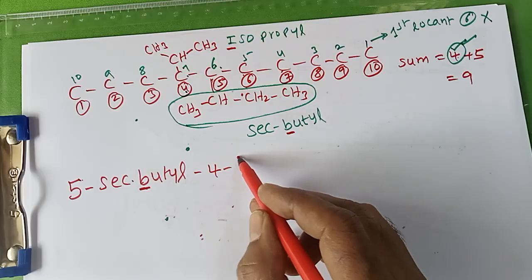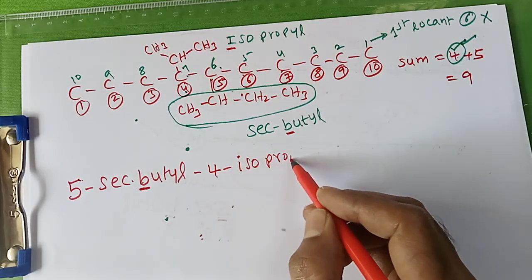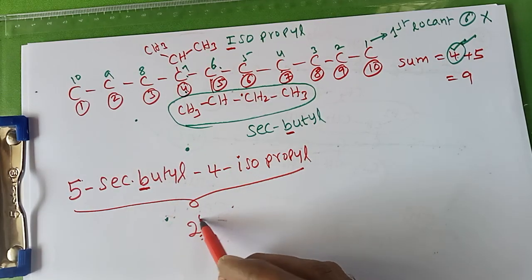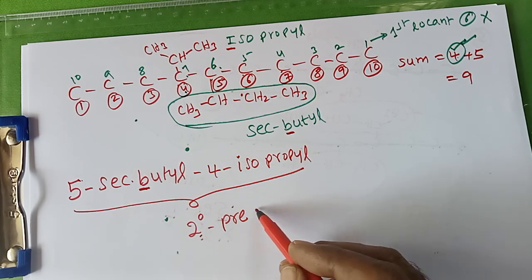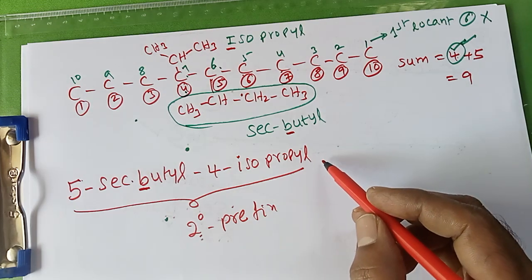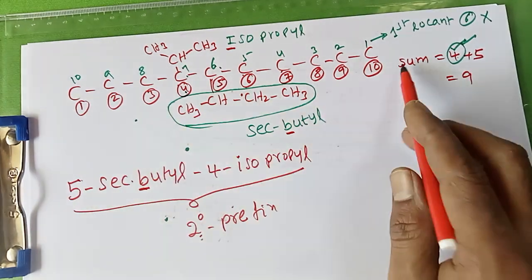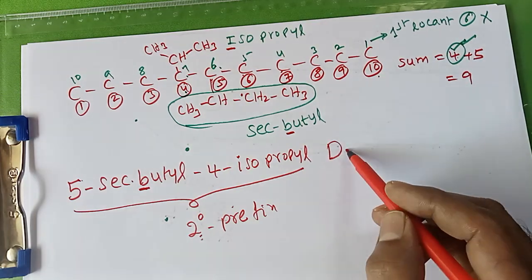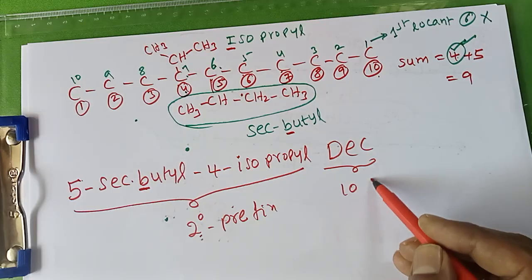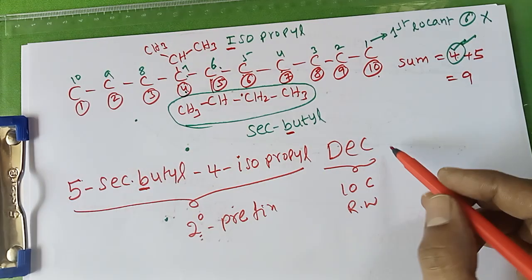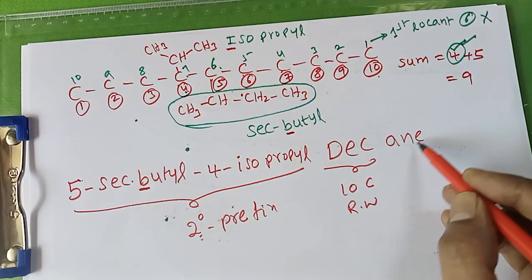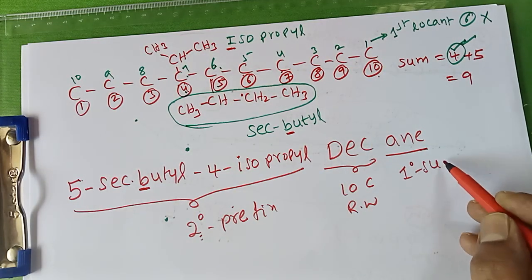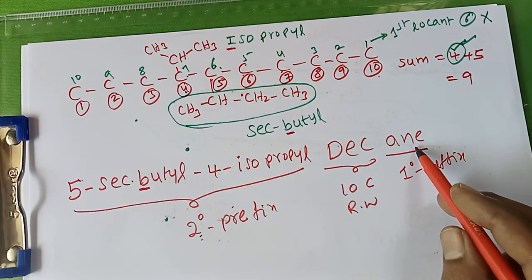So 4 isopropyl. So in total, this is what? It is the secondary prefix. Next, the primary prefix is for cyclic compounds only, and this is not cyclic. Next, the root word. So 10 carbons, the root word is dec. And the primary suffix is ane. Why ane? All are single bonds only. So the primary suffix is ane.